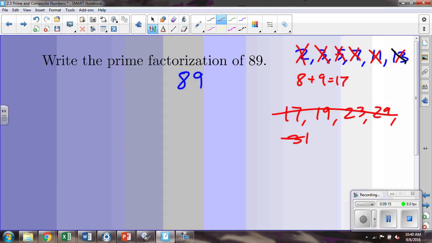And none of them work because 89 is a prime number. The only way to split up 89 is with 1 times 89. But since 1 is not a prime number, we can't use that in a prime factorization. That is our prime factorization. It's the number itself. It can't be split up, so we're just going to call it prime and then we're done with it.